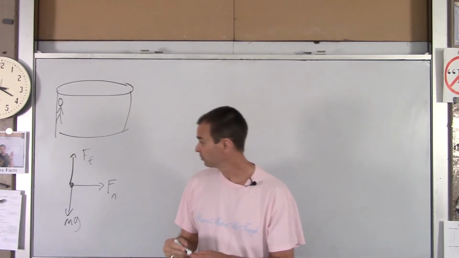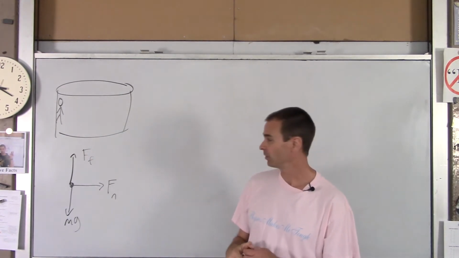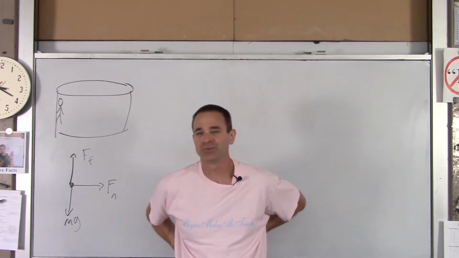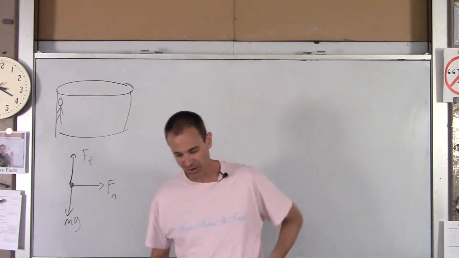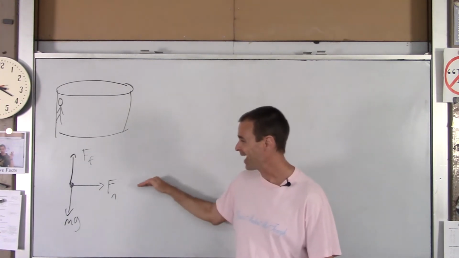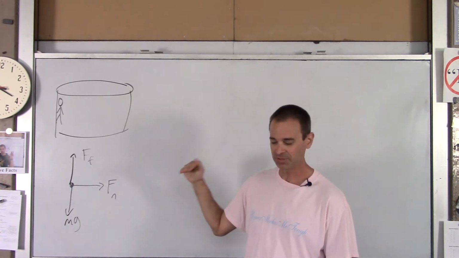I had actually ridden on that ride many years ago when it was still at Great America, and when the floor dropped out, you felt the wall tugging up on your shirt and your pants and everything, trying to hold you up, and that was friction. That's your FBD. If you got that, then the rest of this problem is actually pretty simple.